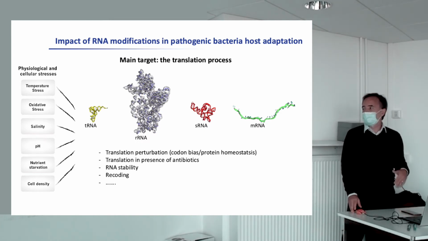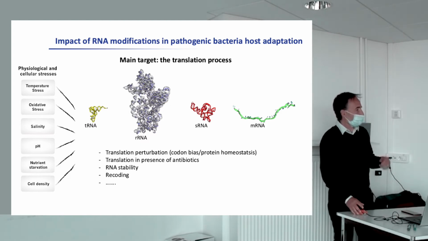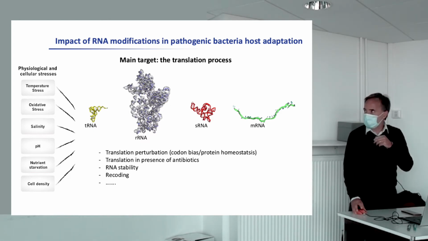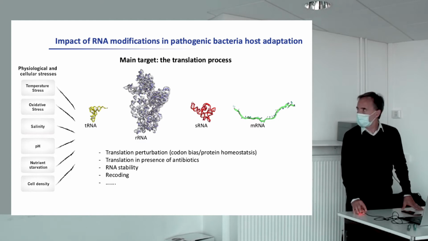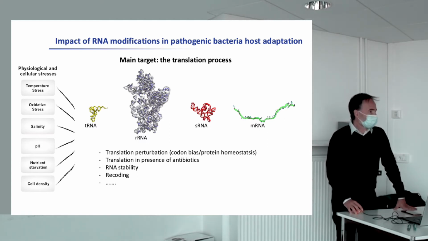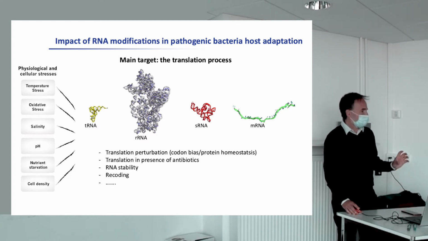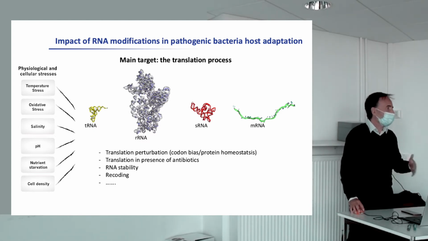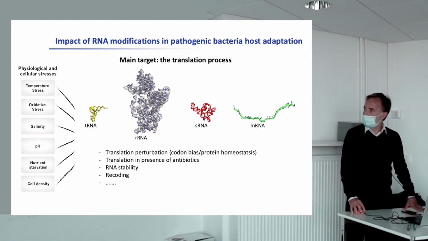They can also allow translation in the presence of antibiotics, especially the modification of the ribosomal RNA. Those modifications can have an impact on the RNA stability, and so directly impact, for example, the presence or absence of a regulatory RNA, or even recoding. So some modification on messenger RNA may change one codon for another codon, and thus at the level of the protein, we will have a different amino acid incorporated, so we will have a different protein doing different things, or doing things more efficiently or less efficiently.